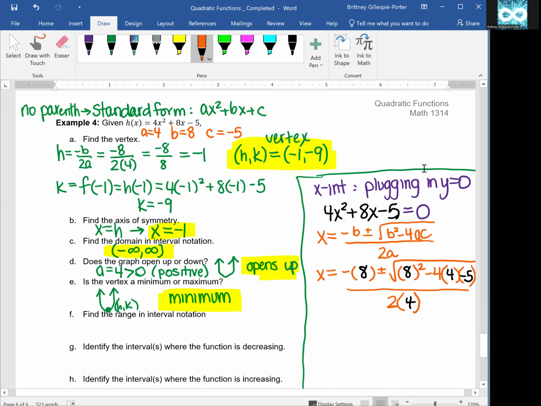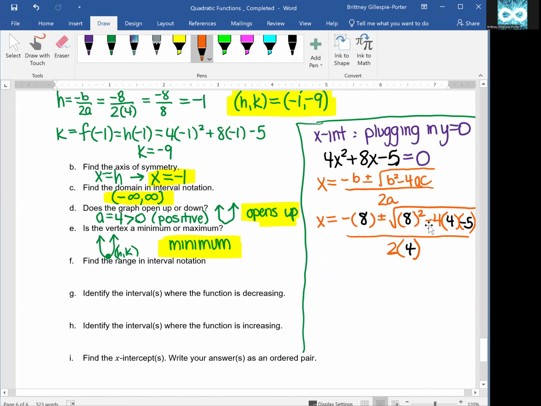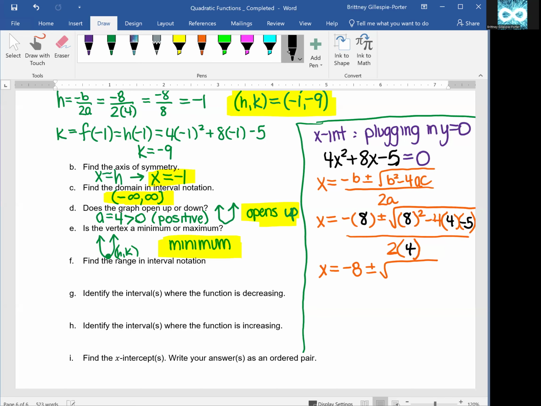When you do this in your calculator, you're going to take only what's in the radicand, what's under the radical, and simplify it. Okay? When you take 8 squared minus 4 times negative 5, you should get 144. So we have negative 8 plus or minus the square root of 144 all over 8.